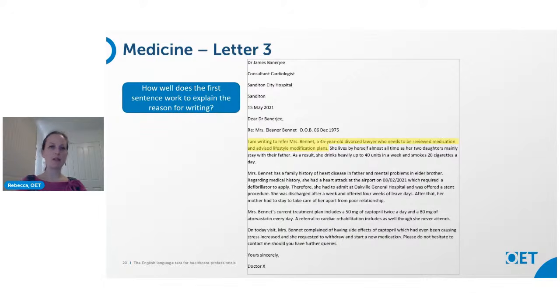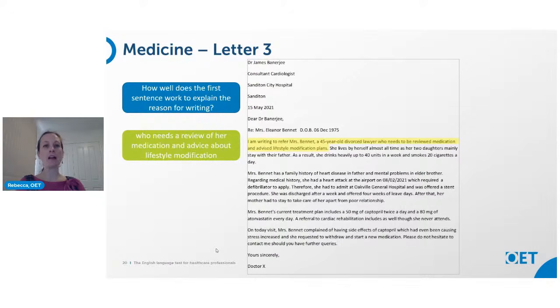Great. Okay. So I would say that the meaning is communicated, although the language used is a little bit clumsy. Noun phrases would have been clearer rather than verb phrases. So 'who needs a review of her medication and advice about lifestyle modification' would have been more accurate, but the reader would get an overall sense of that communication.